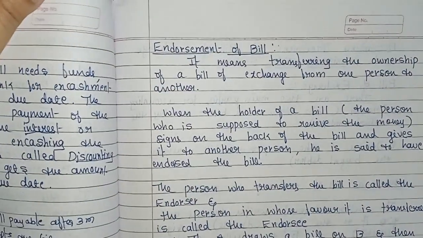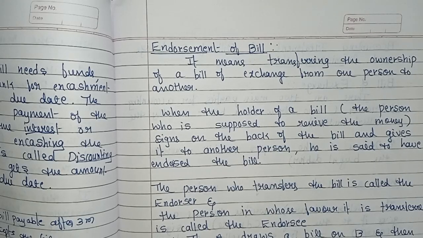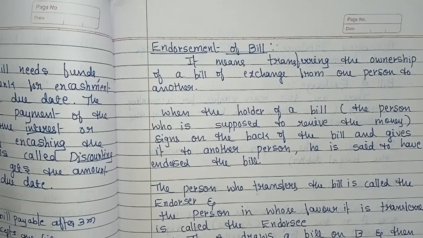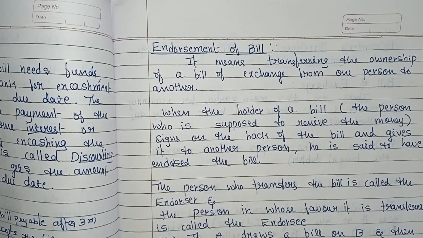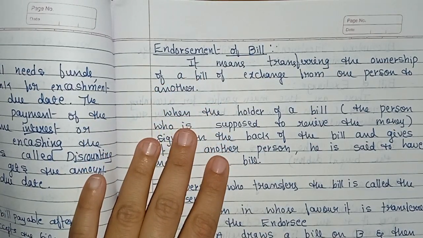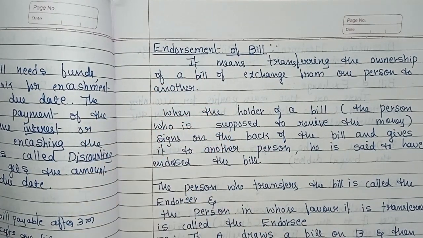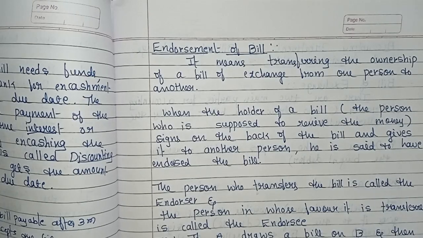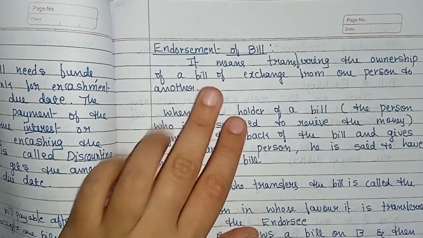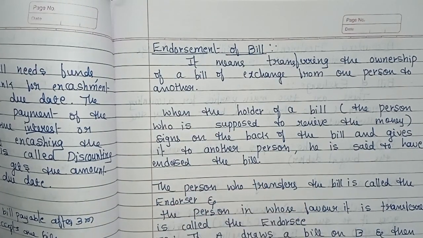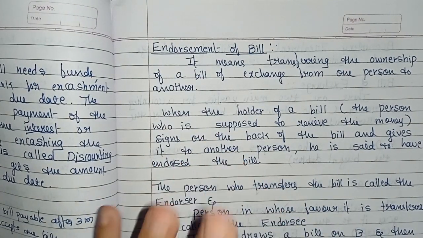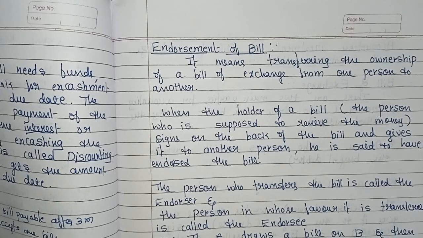Now the next term is endorsement of bill. Maturity of bill is over, discounting of bill is over. Now the third one is endorsement of bill, and discounting of bill is applicable to both bill of exchange and promissory note. So listen very carefully. Endorsement means transferring the ownership of a bill of exchange from one person to another.